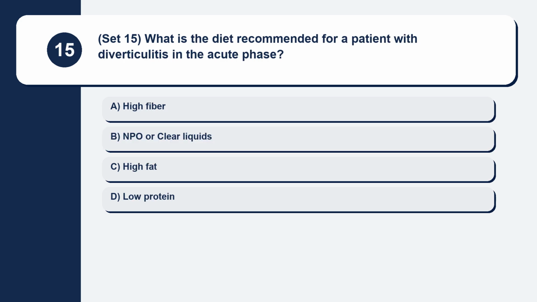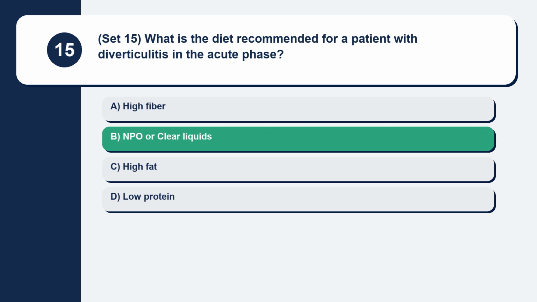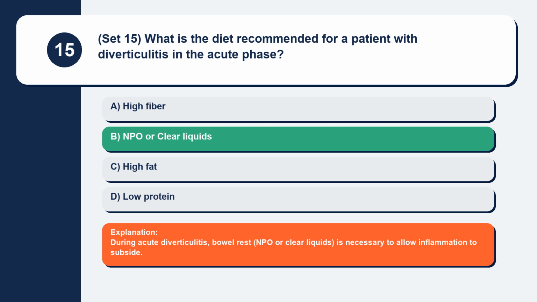Question 15. Set 15. What is the diet recommended for a patient with diverticulitis in the acute phase? High fiber, NPO or clear liquids, high fat, low protein. During acute diverticulitis, bowel rest, NPO or clear liquids, is necessary to allow inflammation to subside.